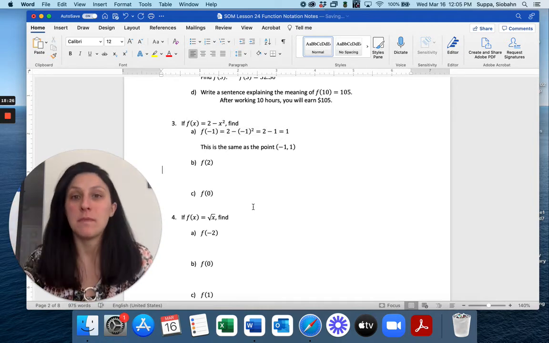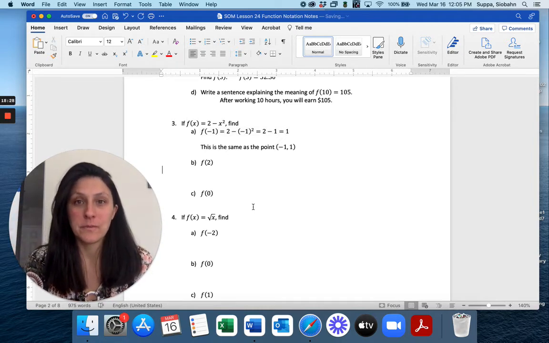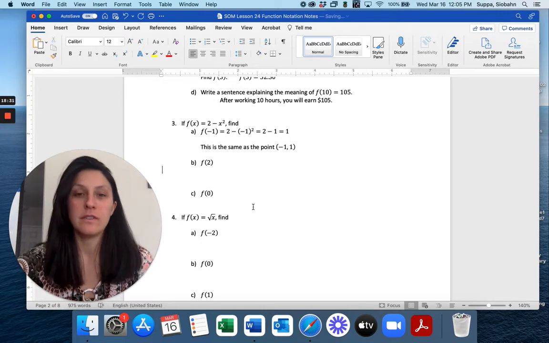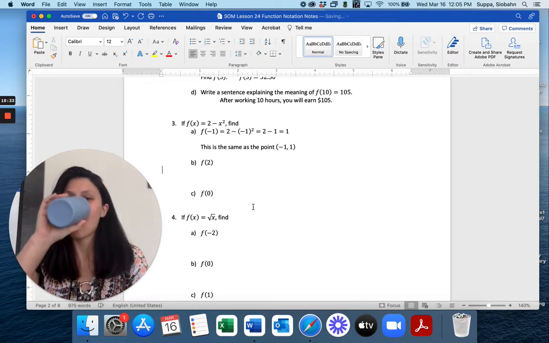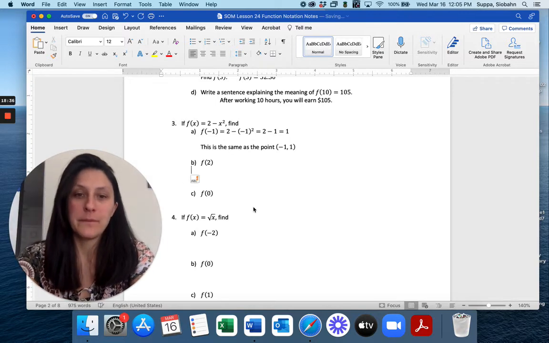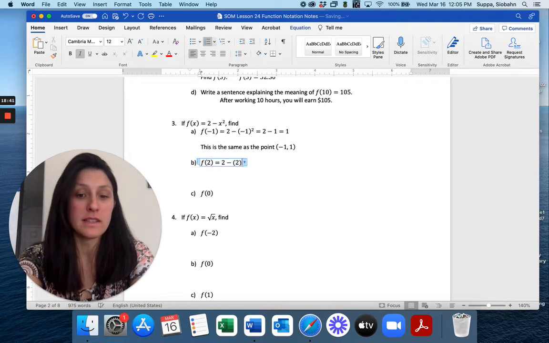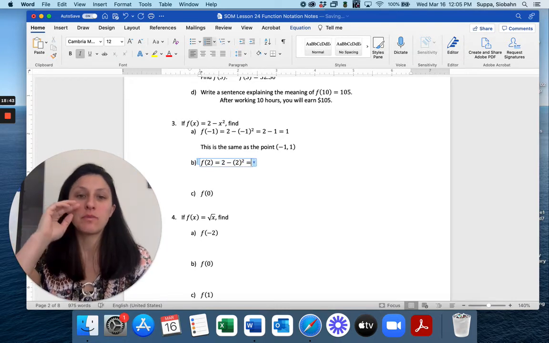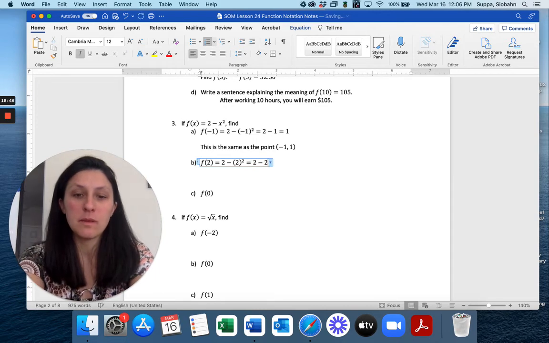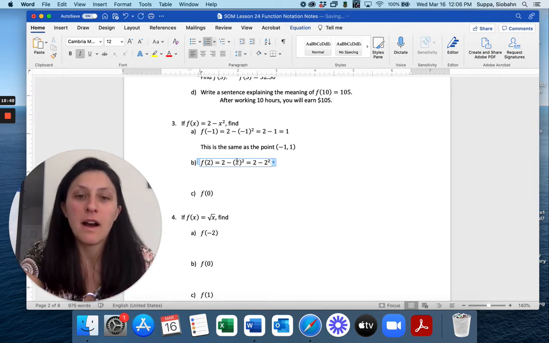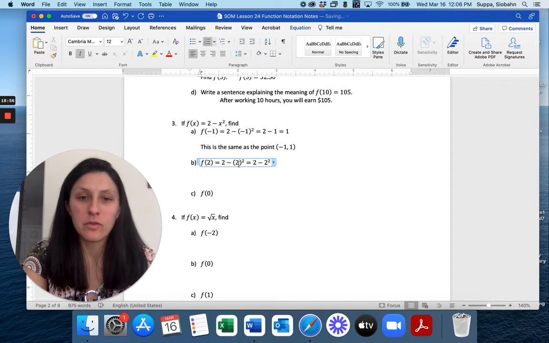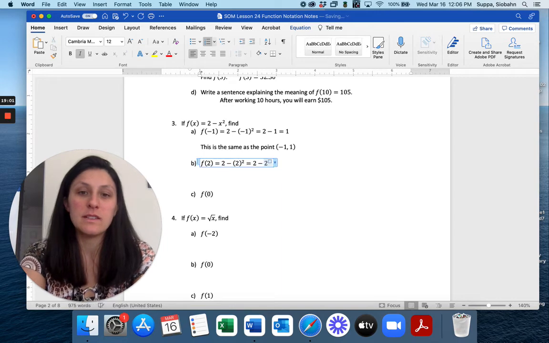Why don't you try part B? How do you find f of 2? So pause your video, unless you've already done so. Okay, so f of 2, let's just put it up here, equals 2 minus parentheses 2 squared. Now in this case, the parentheses don't really make a difference. This would be the same if you wrote it like this. But it helps my eye to remember to do the squared first. Like, don't do 2 minus 2 and then square the answer. That's not the right order of operations there. You have to do parentheses first. So that's why it's helpful to see the parentheses.